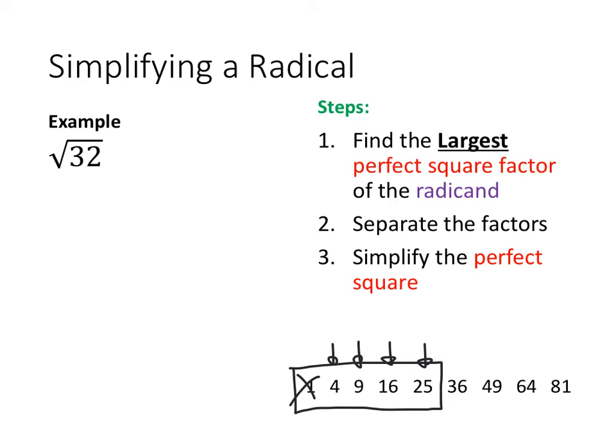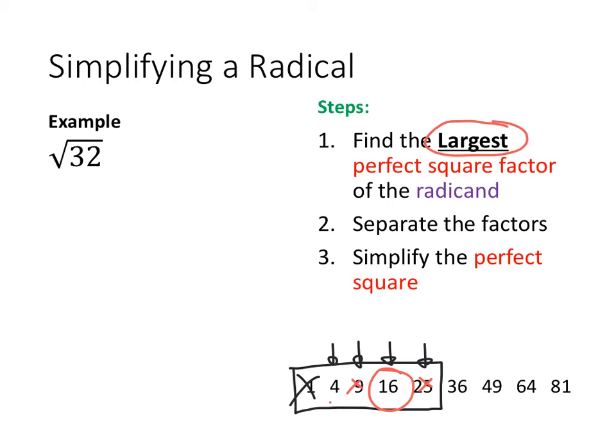Again, what we're looking for is the largest perfect square. So 4 does work, 9 doesn't work, and 25 doesn't work. So we're left with 4, and then we're also left with 16. But the idea is that we're still trying to find that greatest common factor kind of thing, and so we're going to use 16. 16 is the largest perfect square factor that goes into 32. And the second thing that we're going to do is separate these.